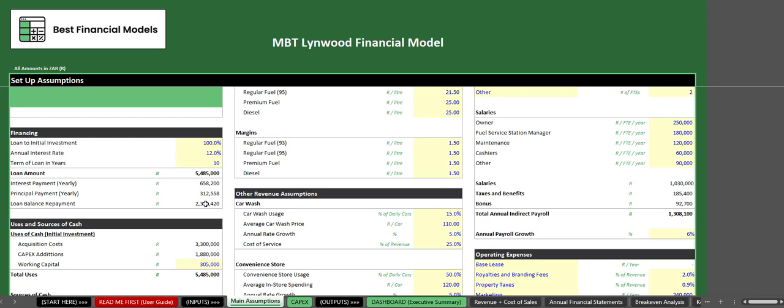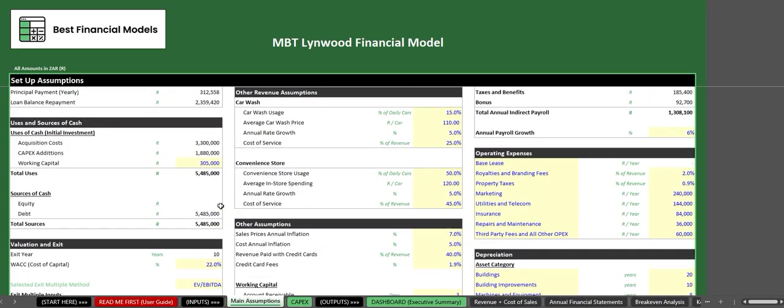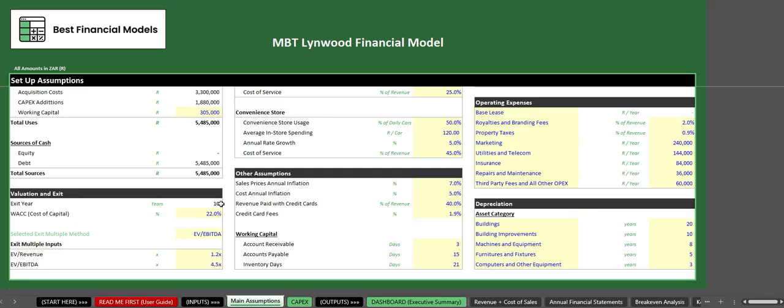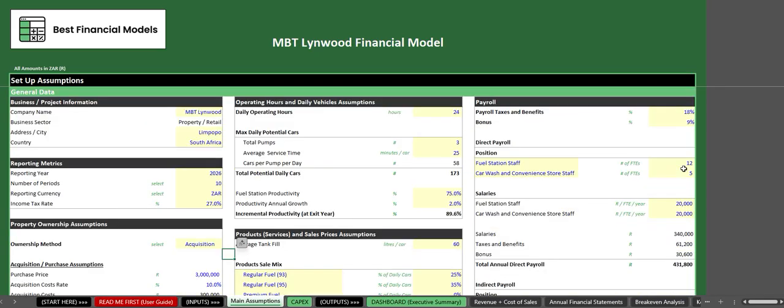financing wise, if it's debt financing, what the interest rate will be, the loan term, working capital assumptions, where the cash comes from, and then obviously your valuation methodologies. Both the two multiples, the revenue multiple as well as EBITDA multiple, and then your expected cost of capital for purposes of the discounted cash flow valuation.